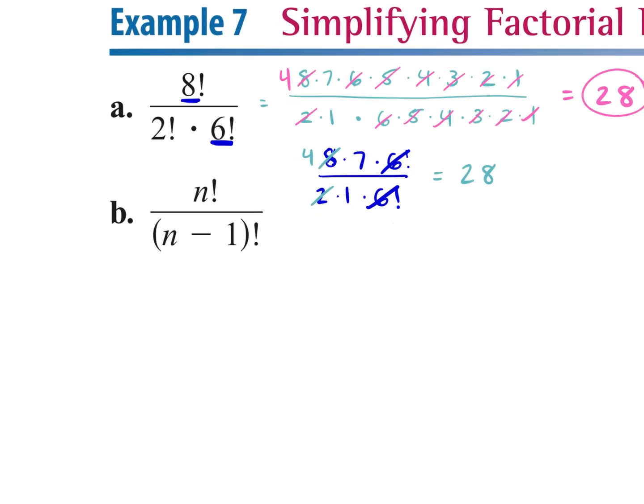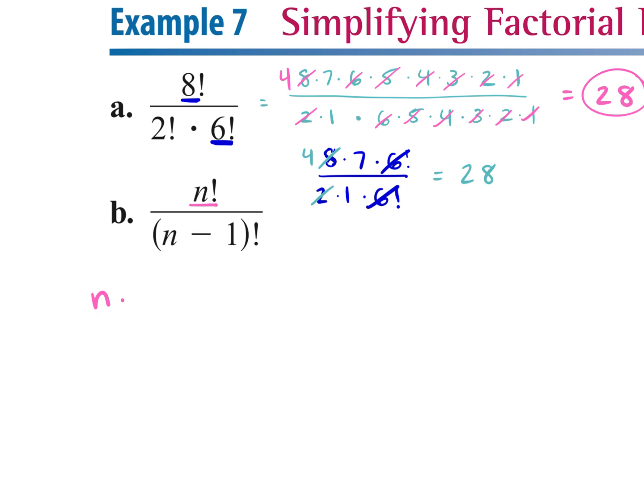Let's look at B. So B is the same idea, but instead of numbers, it has n's. But we're doing the same thing. On top, we have n factorial. So my first number would be n. How would I say 1 less than n for my next number that I multiply by?